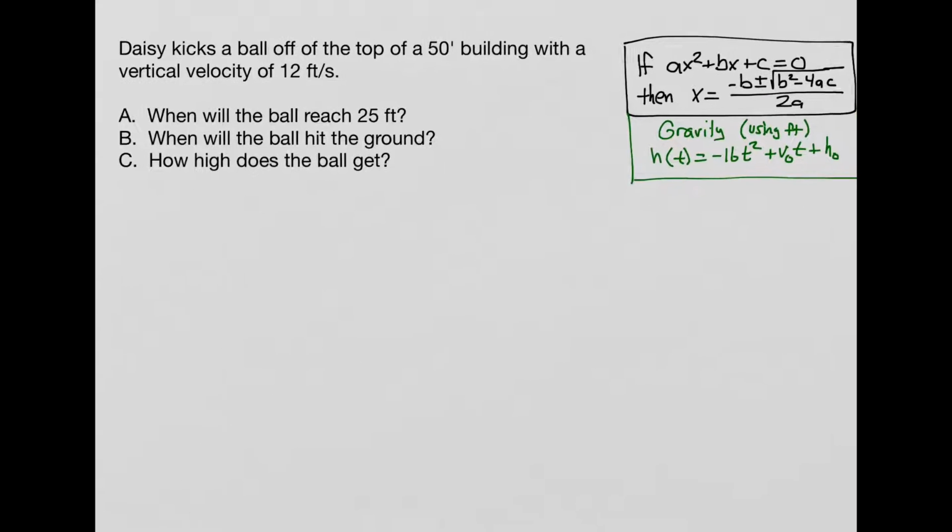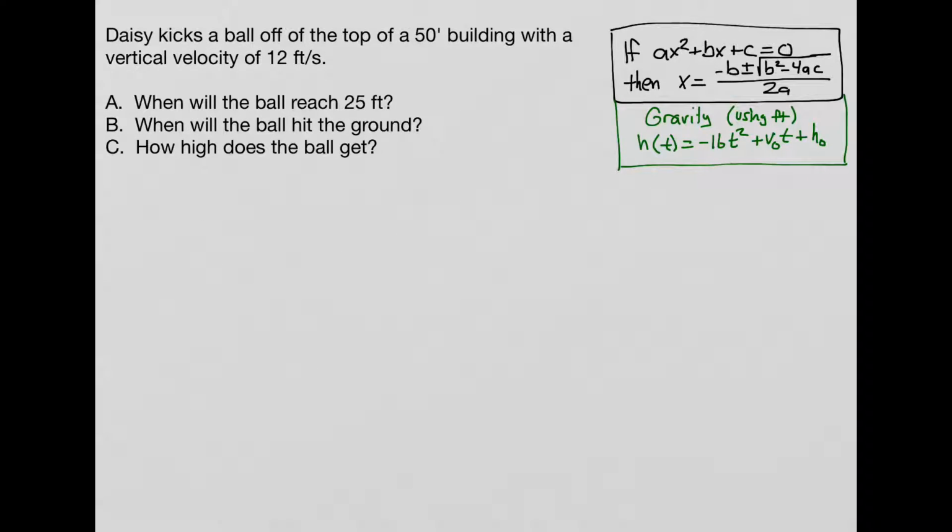So if we look at our problem, our starting velocity is 12 feet per second, and our starting height is 50 feet. So our equation that we're going to use for this problem is h of t equals negative 16t squared plus 12t plus 50.